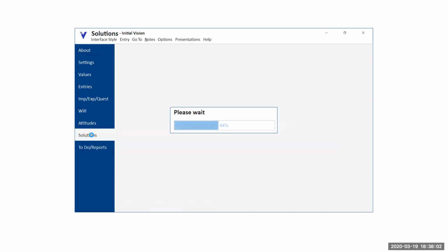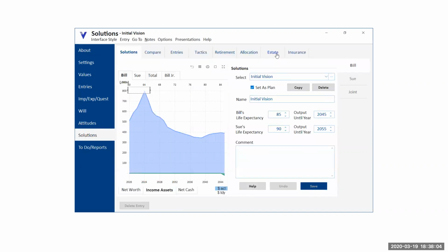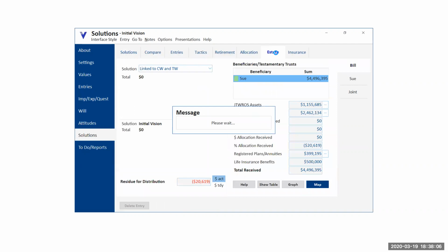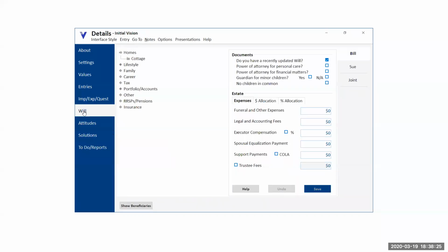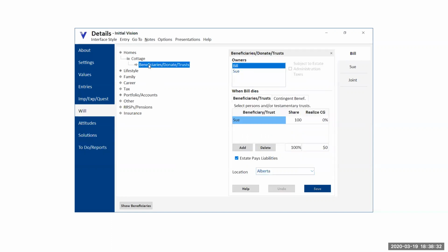If we go down to solutions, what you can see under estate for Bill and estate administration taxes is that they're just $525, which applies to any estate in Alberta, which is $250,000 or more. However, let's assume for a moment that the cottage is actually located in BC. So we can go to the Will tab, the cottage, open the beneficiaries panel, and you'll notice now that there's a new entry for location.